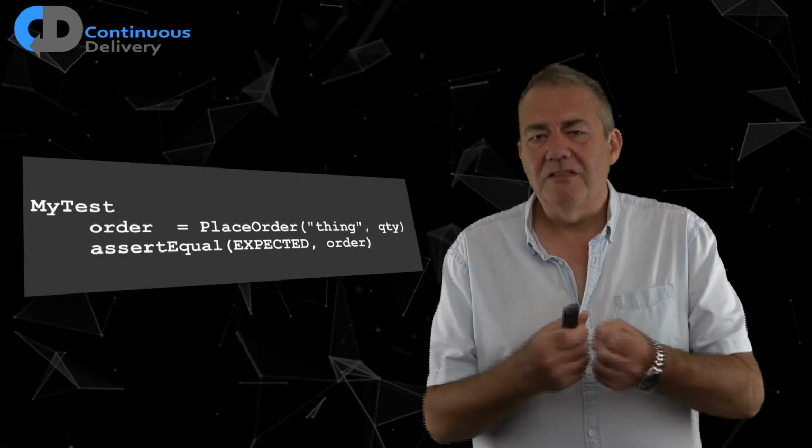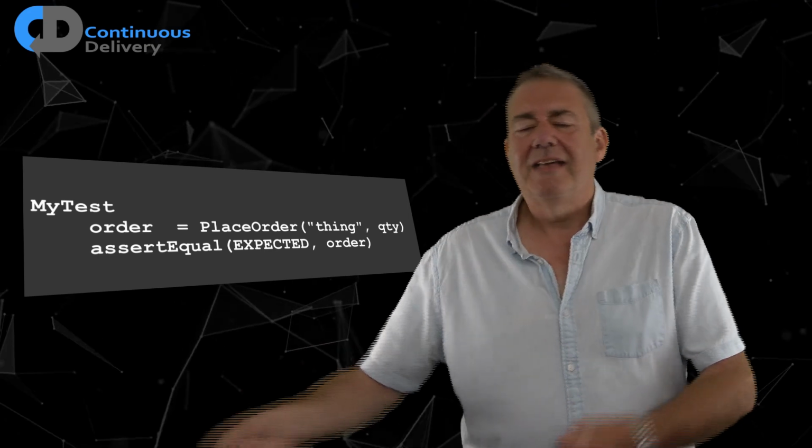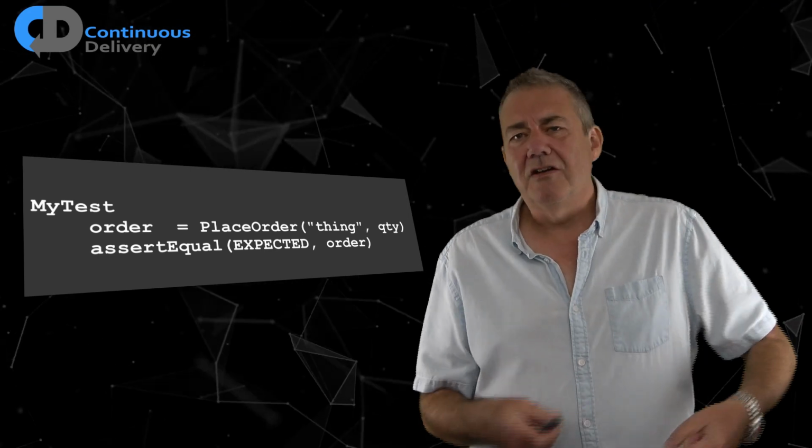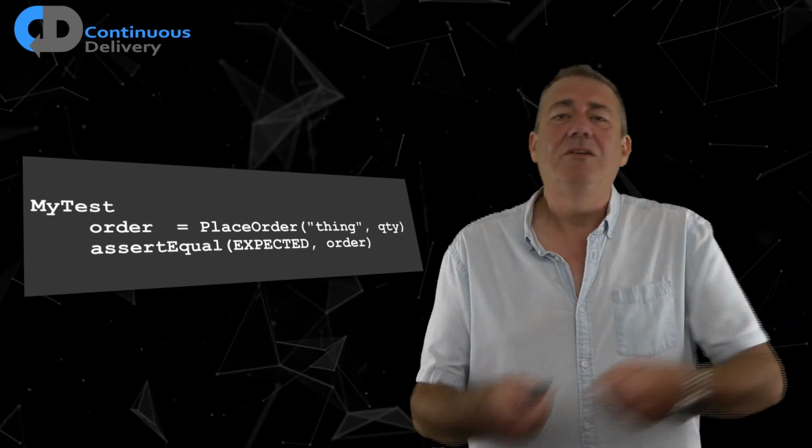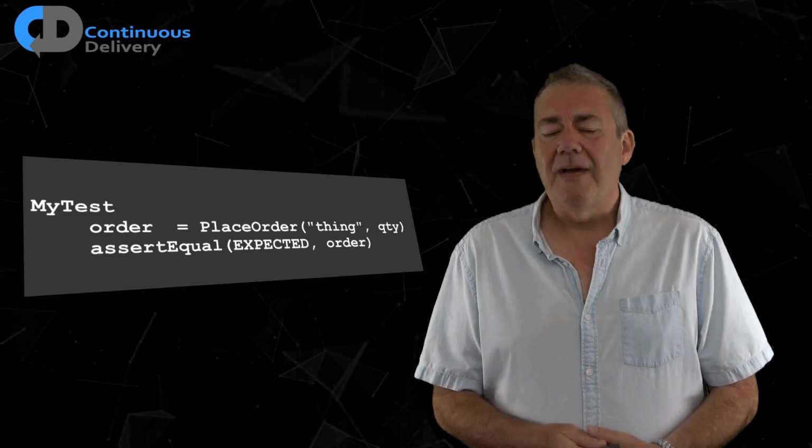And now let's imagine that we'd like to be able to test this code. So here's a simple example of a test. We're going to place an order for a thing, get an order back, and then we're going to assert that the order that we got back equaled the order that we expected to get back in that scenario.